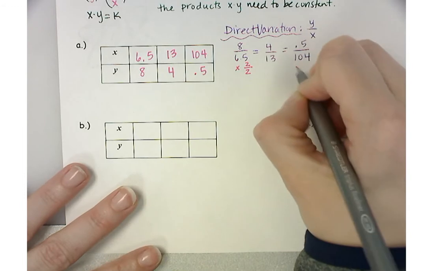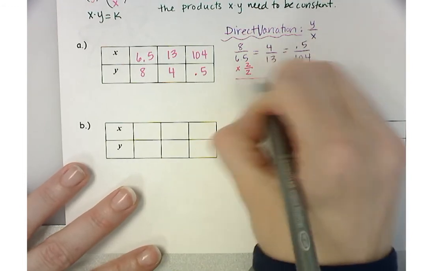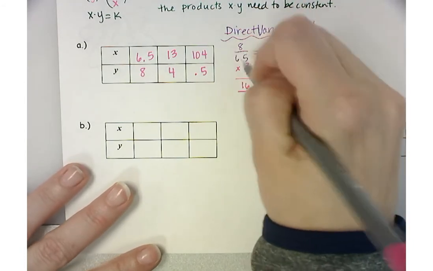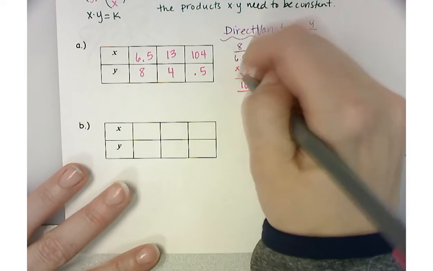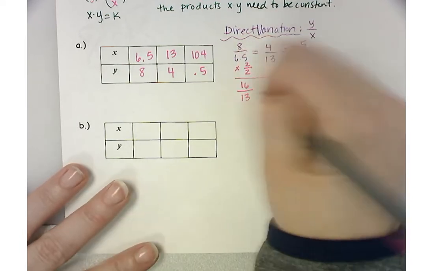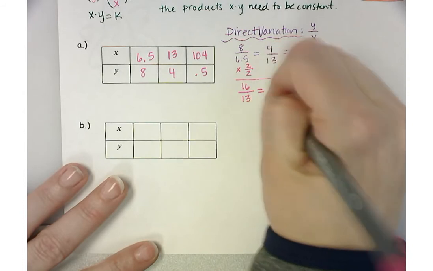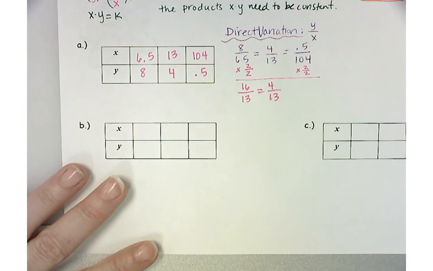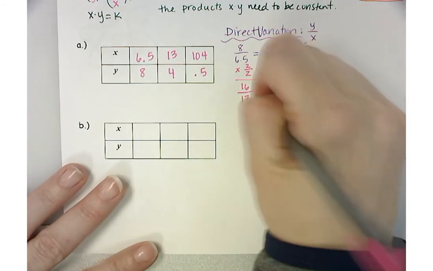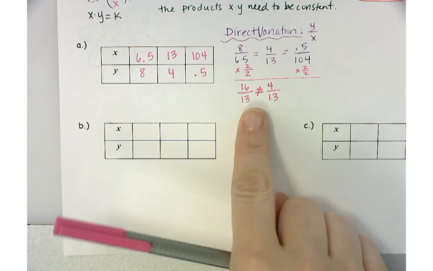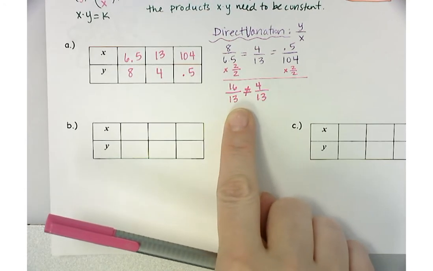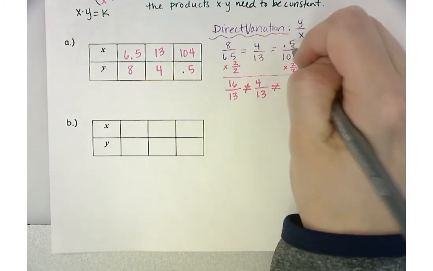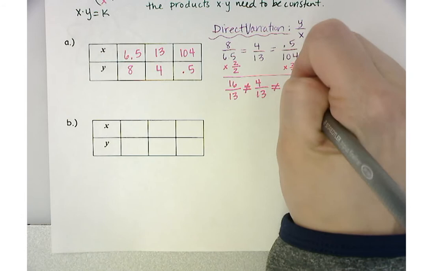Now, right away, I can see 16 over 13 is not going to equal 4 over 13. So if you were doing this on your homework, this would be enough for you to go on to the next one. Okay? I'm just going to show you what this equals so we can practice. So when you do a half times 2, you get 1. This would be 1 over 208, okay, which obviously is not equal either. So this one cannot be direct variation. Okay, so no, ratios are not equal.